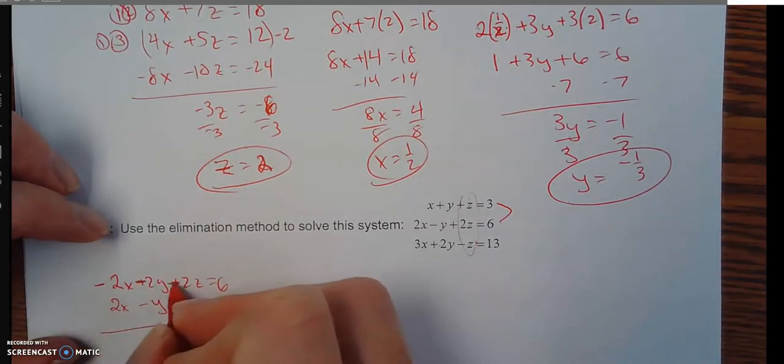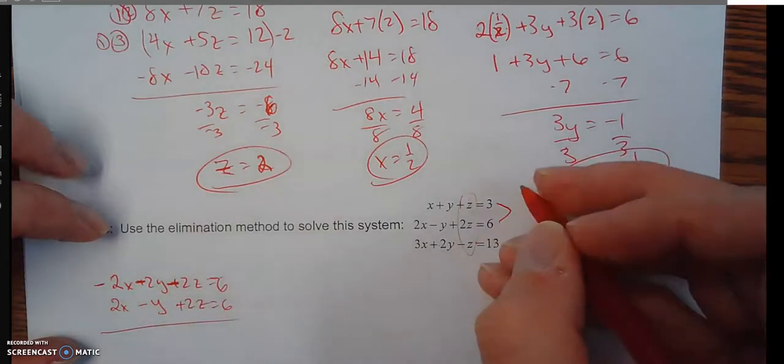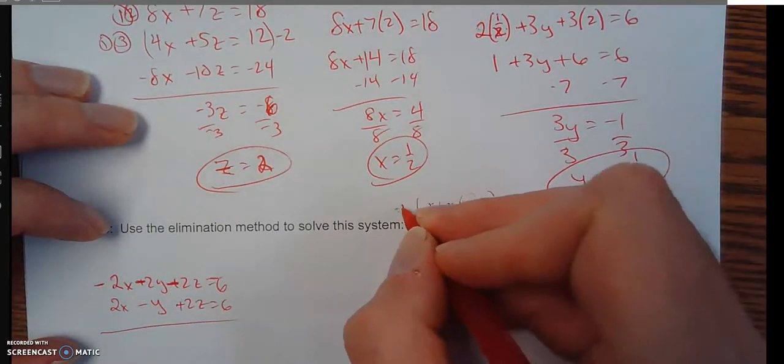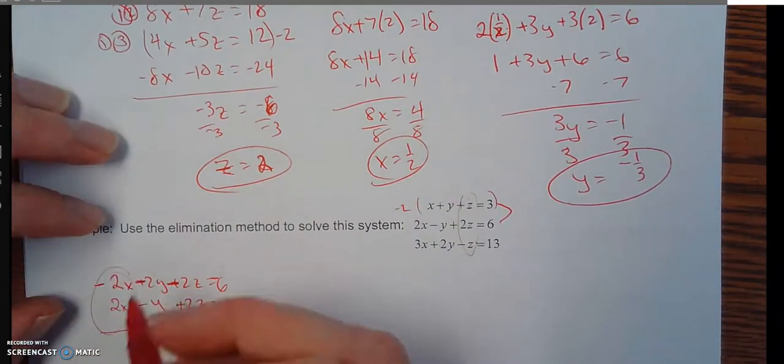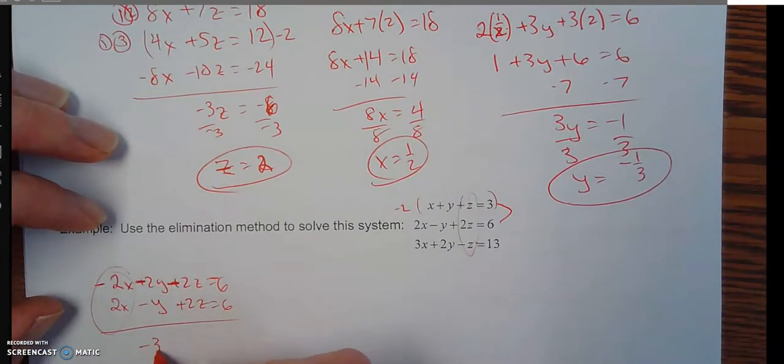I totally missed that step. So I'm going to multiply by negative 2. So I took the first one times negative 2 to get all these. So the x's will disappear. That's kind of nice. And then the y's will be negative 3y.